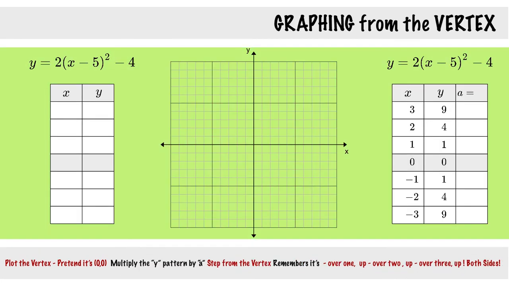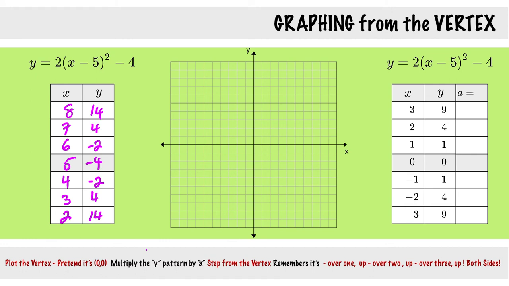An alternative way is graphing from the vertex. It's very similar to what we just did. I can start with my vertex, which is 5, negative 4. And again, I can fill in the chart by stepping 3 times, 1 each way. The numbers will be the same, and you can certainly graph using a series of coordinates.